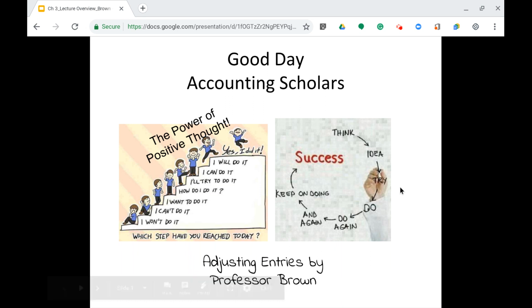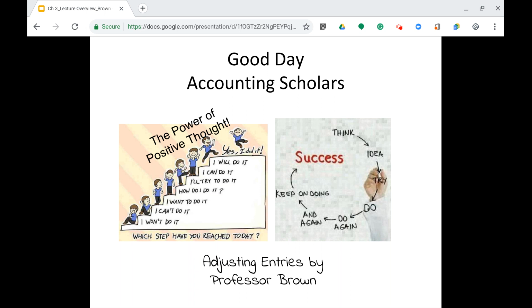Okay. So today's thought is the power of positive thought. To get to yes, you have to start at the bottom of the stairs. So for those of you still feeling like you won't be able to do these accounting problems, you can. You just have to take one step at a time. That's the purpose of this motivation.